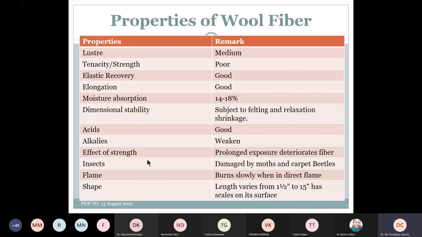Carpet beetles are small insects that are found in carpets. So the fiber is damaged by moth or carpet beetles. It burns slowly in direct flame. And the length varies from 1.5 inches to 15 inches.